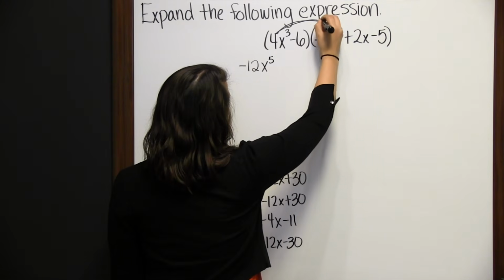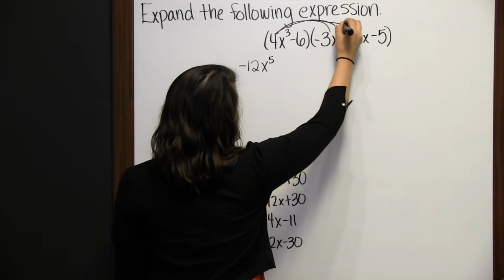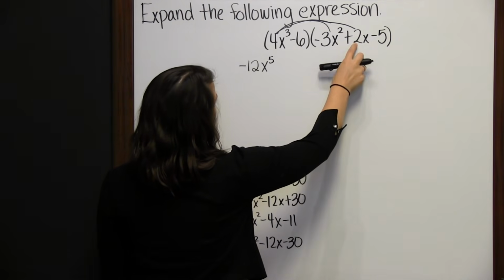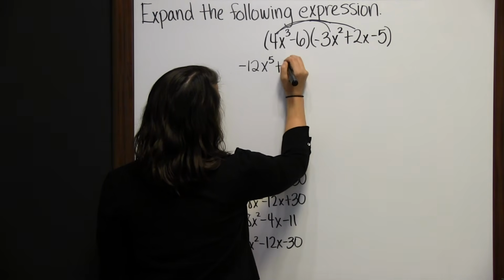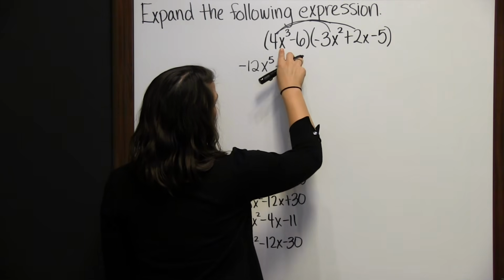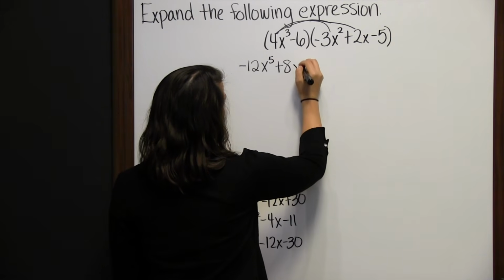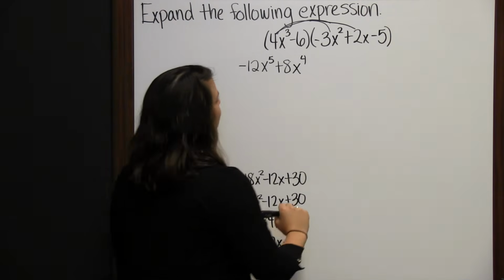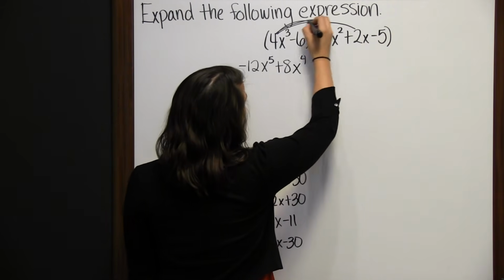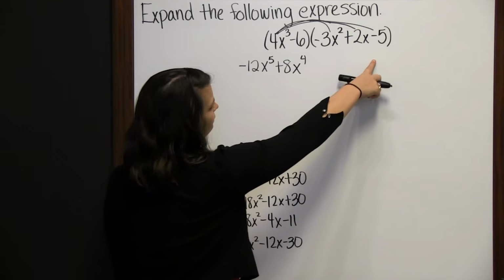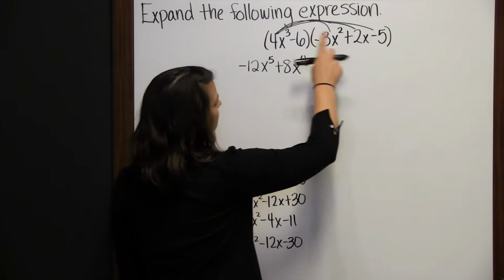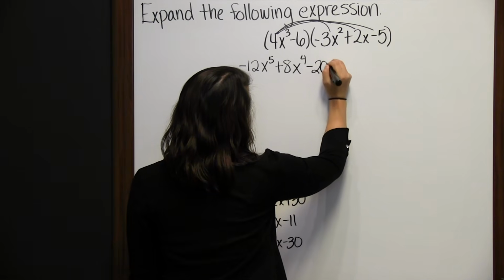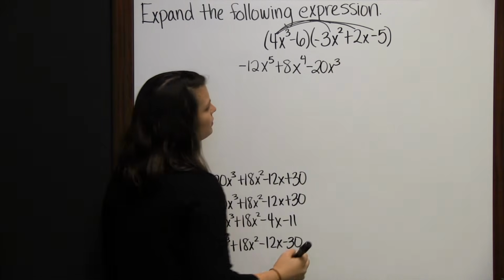Then 4x cubed times 2x. 4 times 2 is 8, so plus 8. X cubed times x is x to the 4th. Just add the exponents. And finally, 4x cubed times negative 5. So a positive times a negative, that's negative 20x cubed.